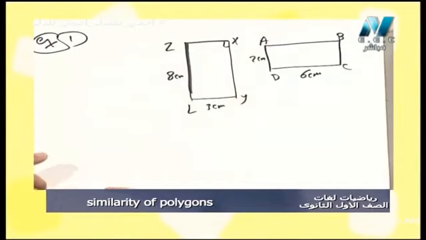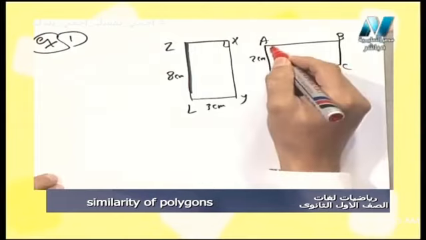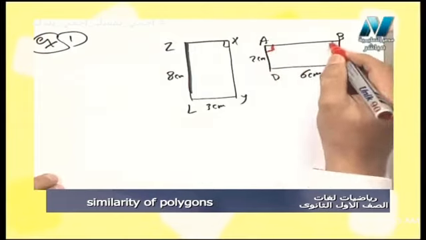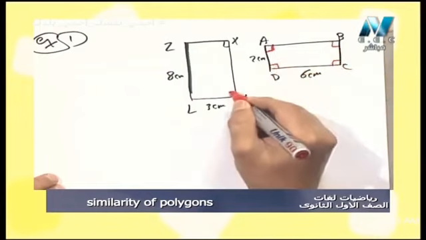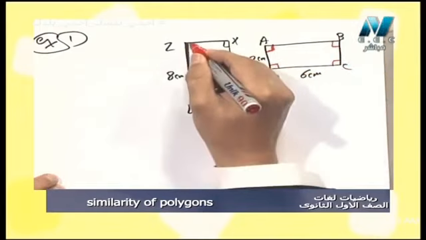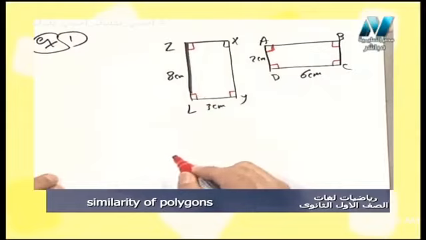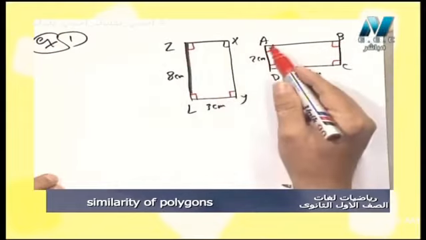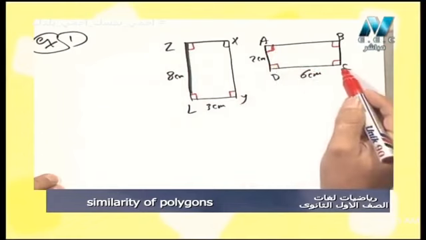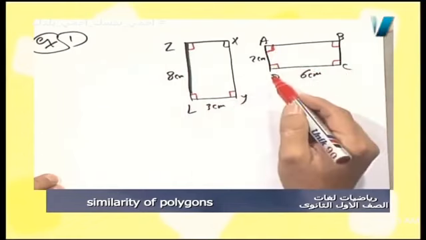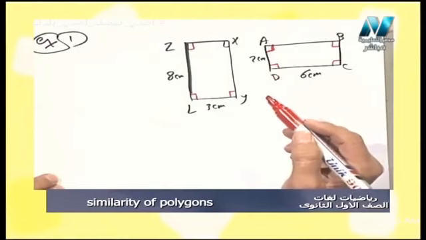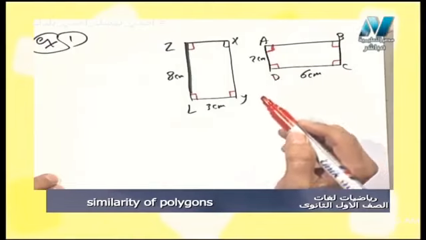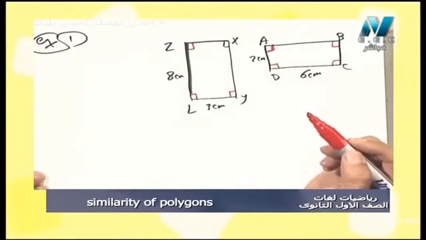We have here two rectangles, and it's clear that if we have rectangles, then each two corresponding angles are equal in measure, of course, because all of them are 90s. So measure angle X equals measure angle B, measure angle Z equals measure angle A, measure angle Y equals measure angle C, measure angle L equals measure angle D. So we have the first condition. Then what about the second condition?